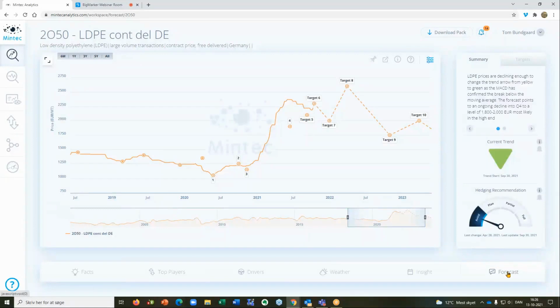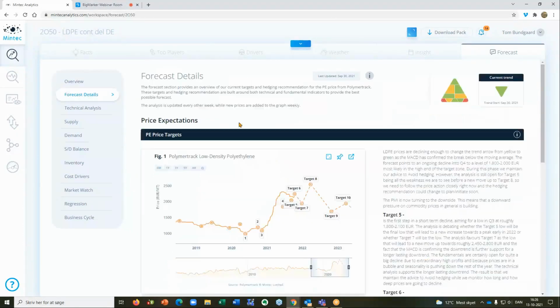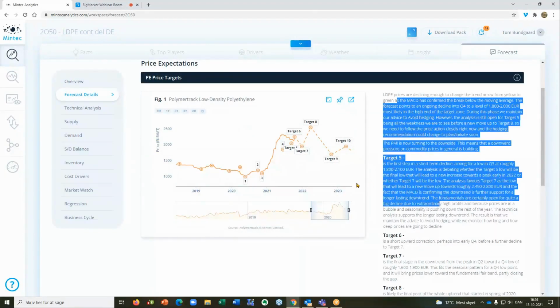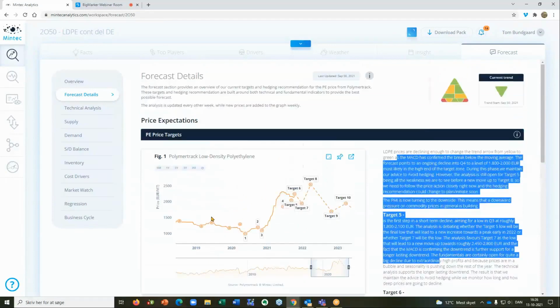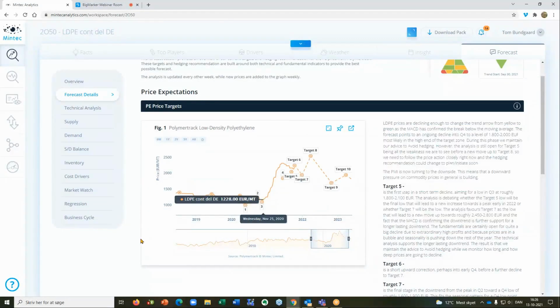If I go to the forecast here, again, the pinnacle here is saying forecast. So the text is saying that basically, if you look at the avoid, it says avoid hedging. Why do we say avoid hedging? Because prices are falling basically until target 7. Yes, it's going a little bit down, a little bit up, but basically going down to target 7.